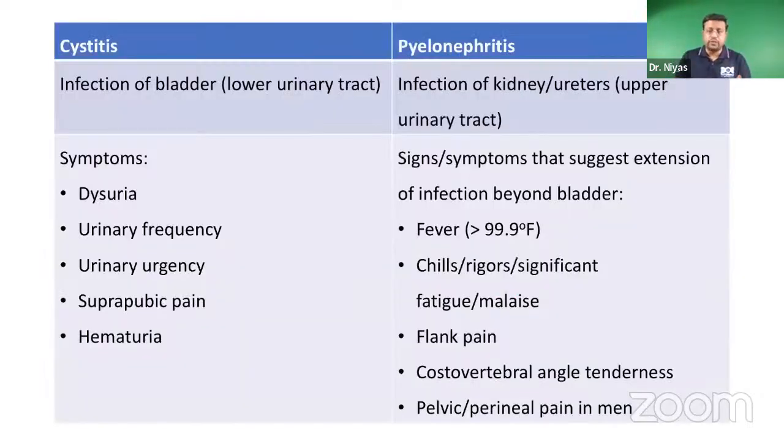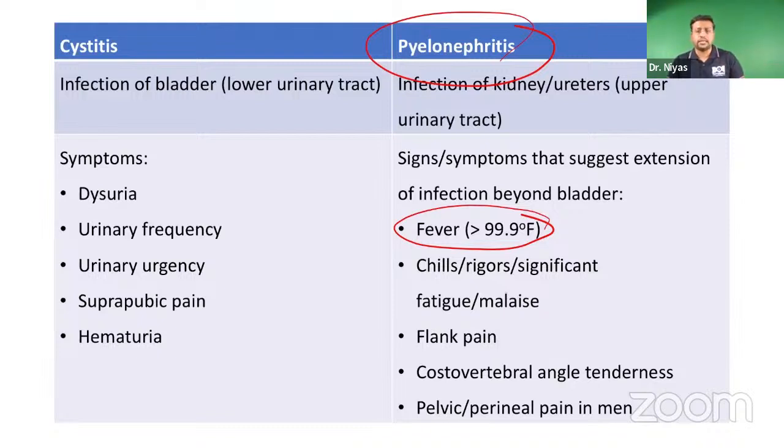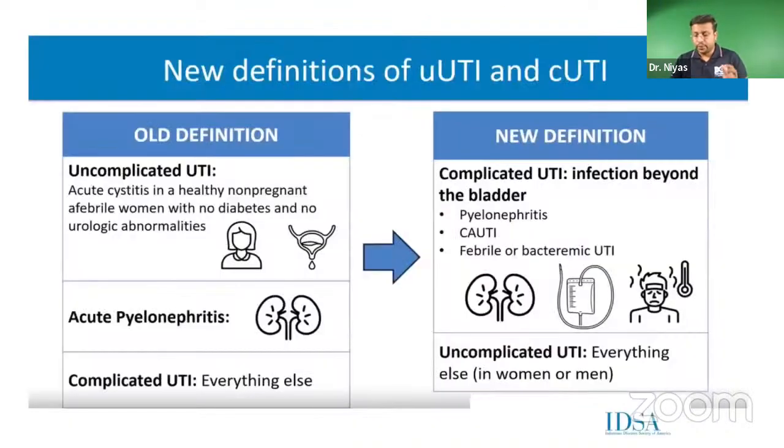We have discussed this previously. Along with urinary symptoms, this patient has fever. In a patient who has urinary symptoms, the presence of fever alone means you should clinically diagnose it as acute pyelonephritis. Again, they may have flank pain, they may have costovertebral angle tenderness, but fever alone is enough to call it pyelonephritis. So this particular lady has acute pyelonephritis.